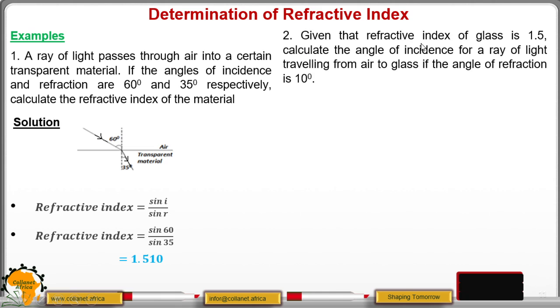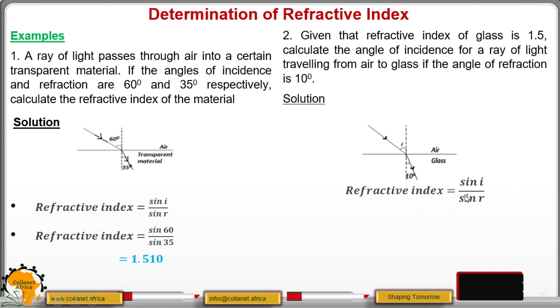Given that the refractive index of glass is 1.5, calculate the angle of incidence for a ray of light traveling from air to glass if the angle of refraction is 10 degrees. Now in here we are given the refractive index and the angle of refraction. So we proceed as follows. This is what we have. We have angle i, this is what we are looking for. We have the angle of refraction. We are also given the refractive index.